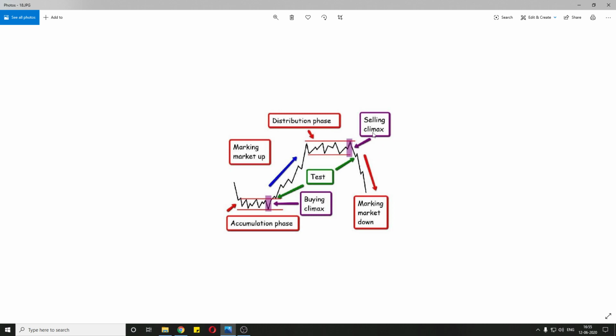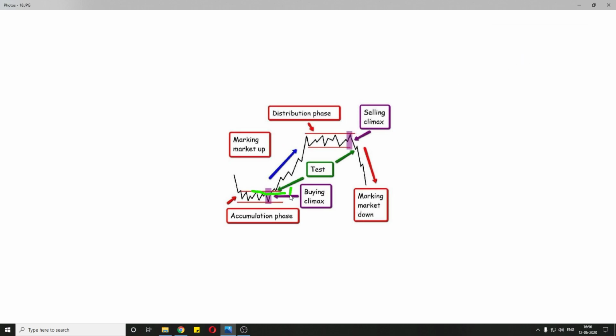Here we get an overall picture of how the accumulation phase starts, then we get a buying climax, we get a small test to see if there is any selling pressure left. This is basically the retest of the support which we just broke, or retest of the resistance that we just broke.